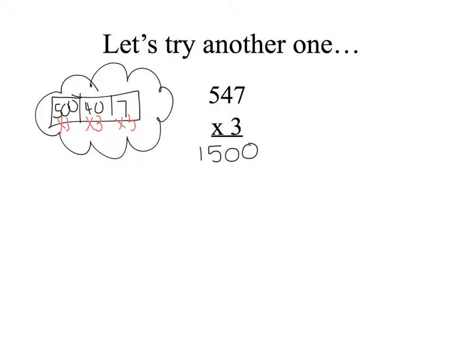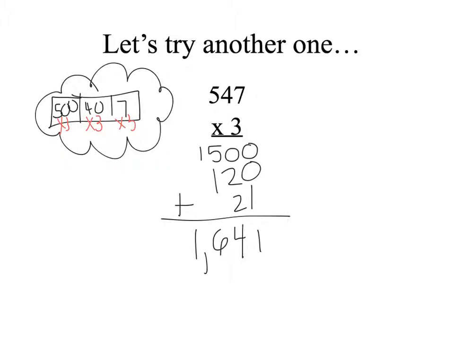I'm going to do 40 times 3. 4 times 3 is 12, and it's going to get a zero. And 3 times 7, that's 21. Now, I add those numbers together. 1, 4, 6, 1. To get the answer of 1,641. We'll wait just a moment for those of you that are still copying the problem.